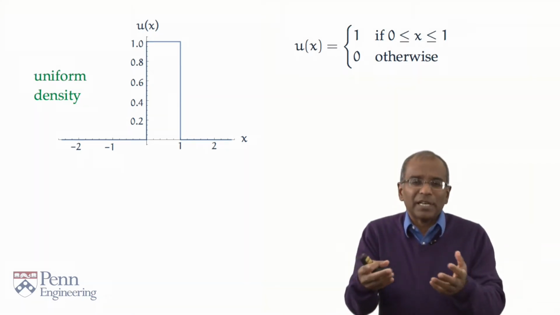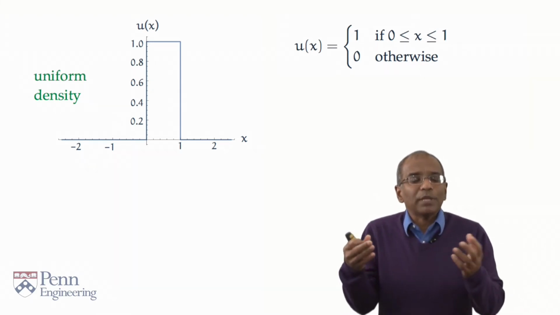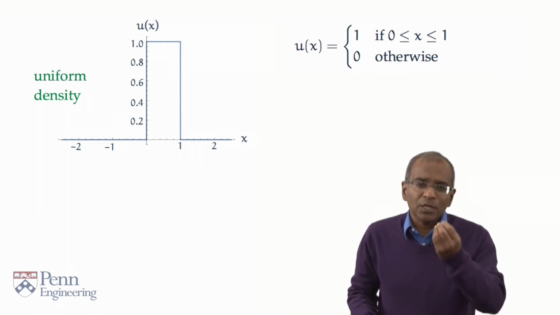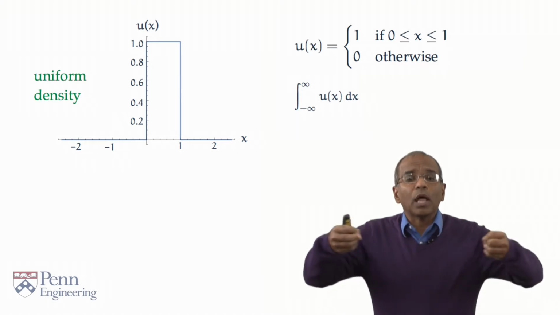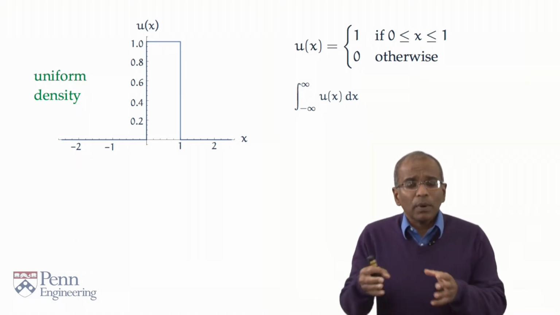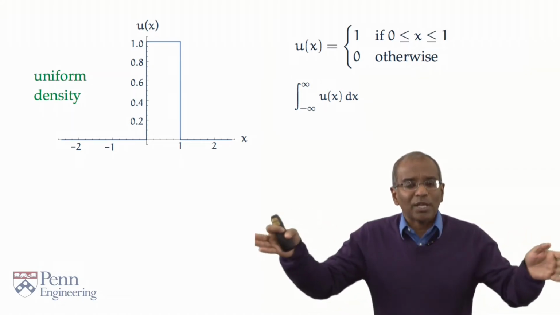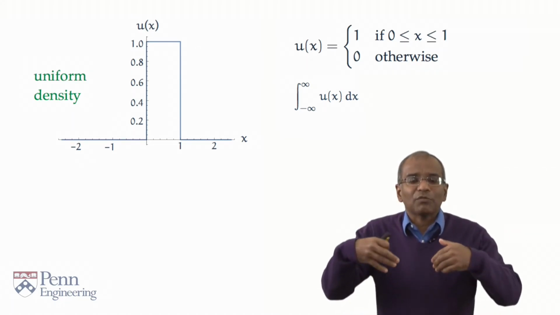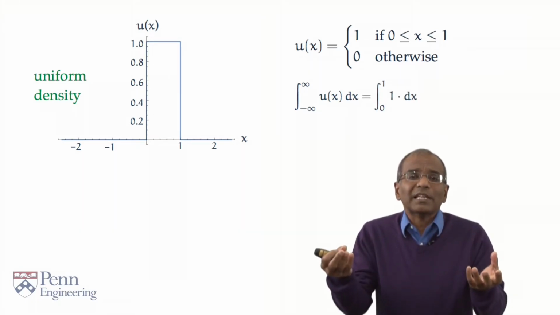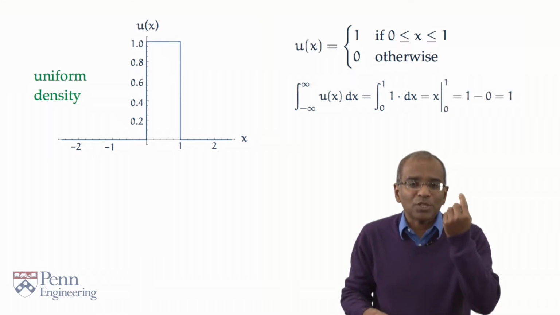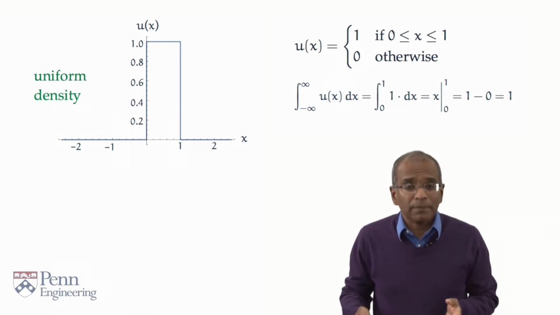It's manifestly non-negative everywhere. The only question then is, is it properly normalized? And of course, we've seen this, and to do a sanity check, let's run the integral through. The integral over the whole line of u of x dx, well, the only portion that contributes is the unit interval, because u of x is 0 outside the unit interval, and so that leaves us an integral from 0 to 1 of 1 times dx, and of course that just gives us the length of the interval from 0 to 1, or in other words, unit. So in fact, the uniform density is properly normalized.